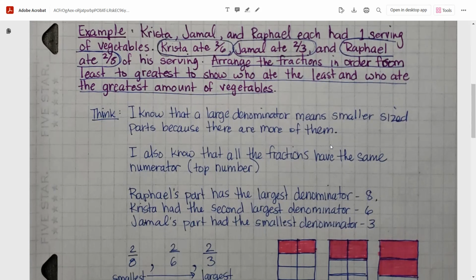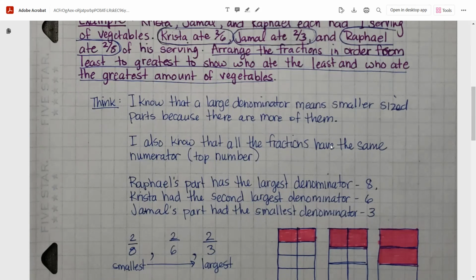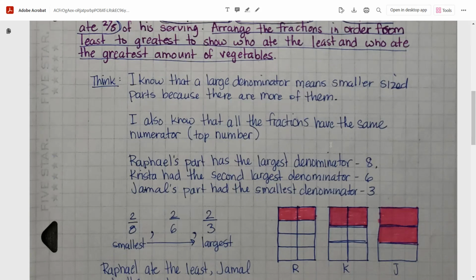Let's take a look at our example question. It says Krista, Jamal, and Raphael each had 1 serving of vegetables. Krista ate 2/6 of her vegetables, Jamal ate 2/3 of his vegetables, and Raphael ate 2/8 of his vegetables. Arrange the fractions in order from the least amount of vegetables to the greatest, to figure out who ate the least and who ate the most.